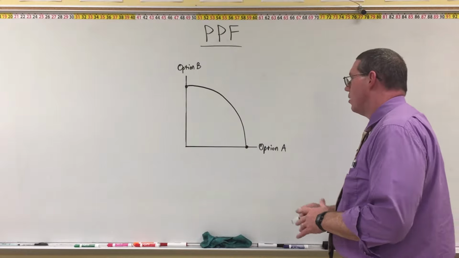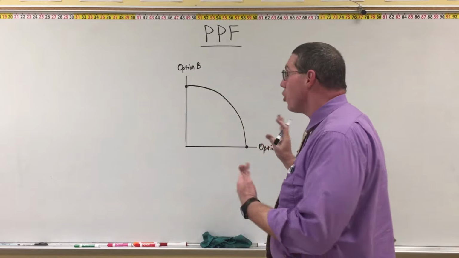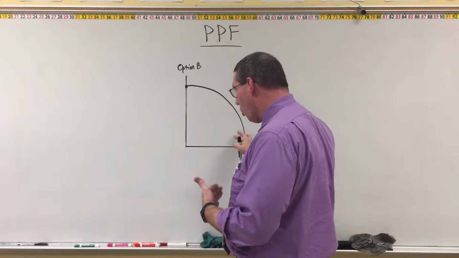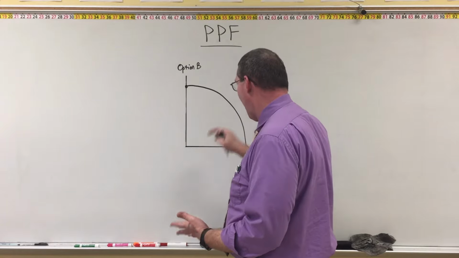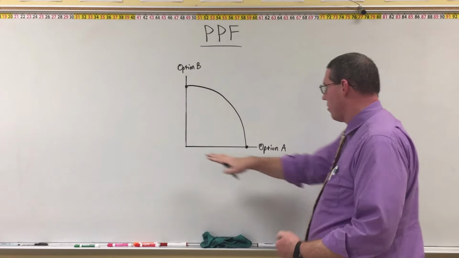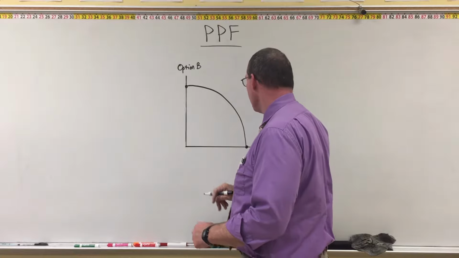The second thing I need you to understand is that it is a graph, and so it is a coordinate plane. There is an X and a Y axis, or in this case, it's an A axis and a B axis.